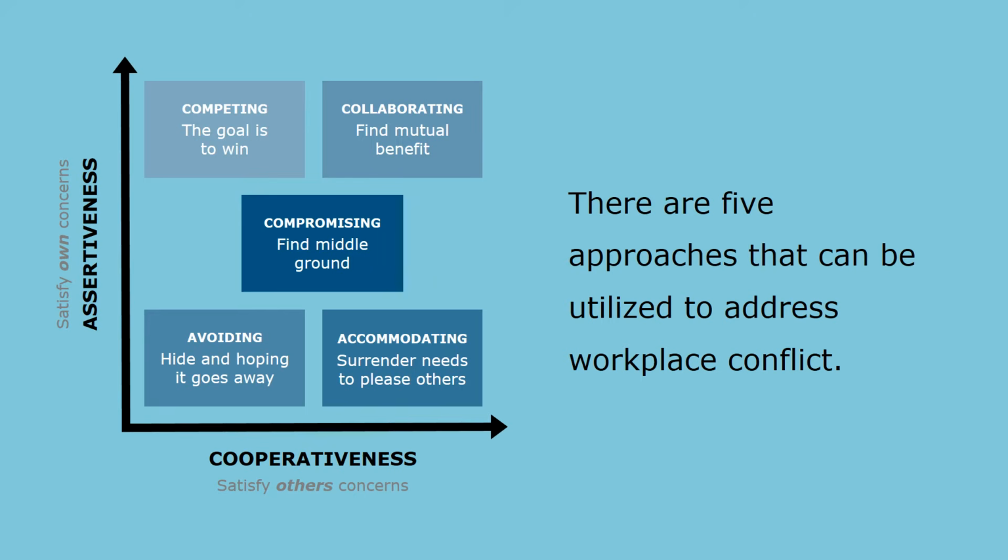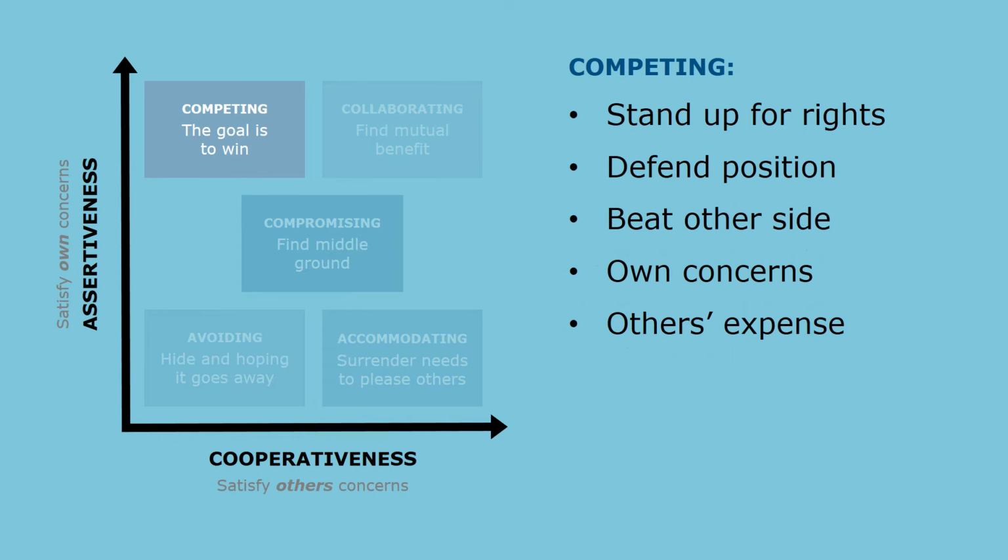As I mentioned just a minute ago, there are 5 approaches that can be utilized to address workplace conflict. Competing, where the goal is to win. Collaborating, where we work together to find a mutually beneficial solution. Compromising, where we find middle ground. Avoiding, where we hide from the conflict. And accommodating, where we surrender our needs to please the other. Each of these 5 approaches lies along both the assertiveness and cooperativeness continuums.